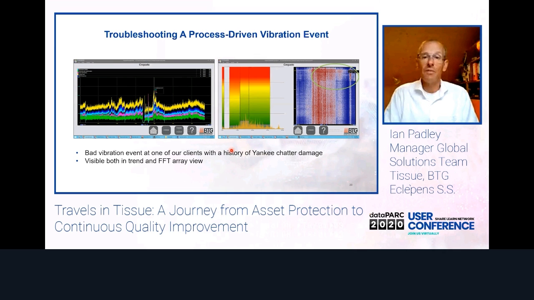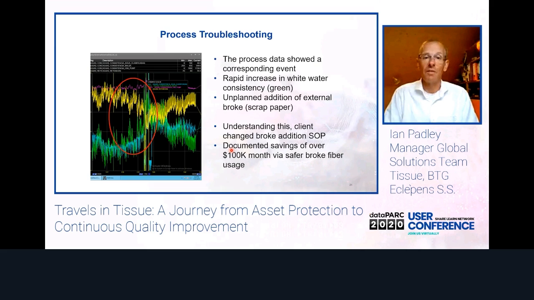When we dug into the data through the scorecard system, what we came up with was a corresponding process event. This was actually a rapid increase in the concentration or consistency of the white water, the water circulating around the tissue machine. And we trace this back to an unplanned addition of external broke into the system. Broke, for those outside the paper industry, is recycled scrap paper, in this case from the converting plant.